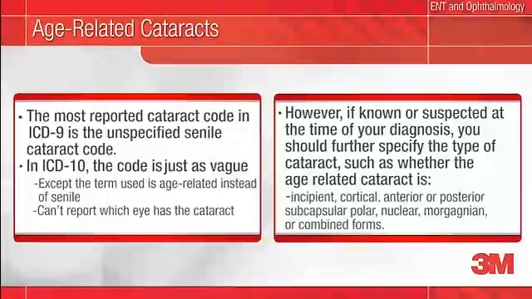If you know or suspect the type of age-related cataract at the time of the patient encounter, you should include this in your notes, such as incipient, cortical, anterior or posterior subcapsular polar, etc. These subtypes are similar to the ones available in ICD-9, just expanded for right or left eye or bilateral.